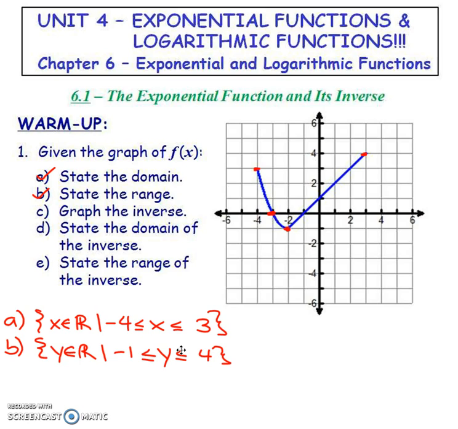Okay, so part C is asking us to graph the inverse. There's a couple of different ways that you can do this. Okay, so first of all, what is the inverse? The inverse is taking this blue guy and flipping it over the y equals x line. That's what an inverse is. Okay, so you've got to flip the blue line over the dotted line.